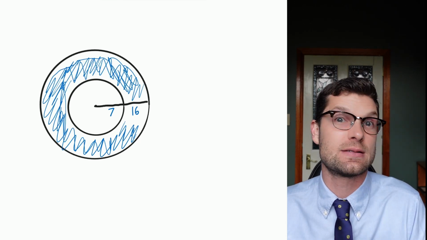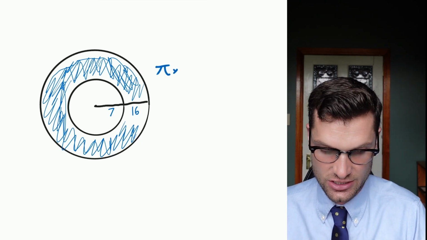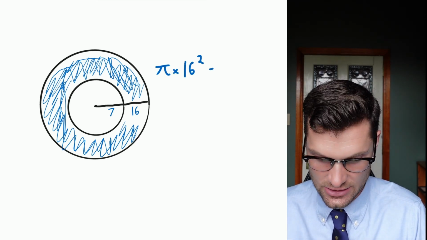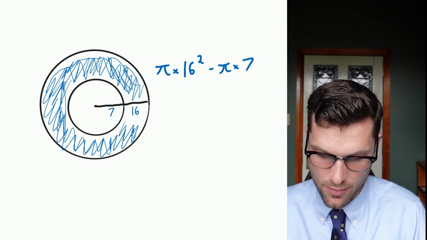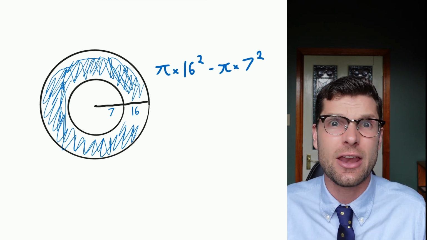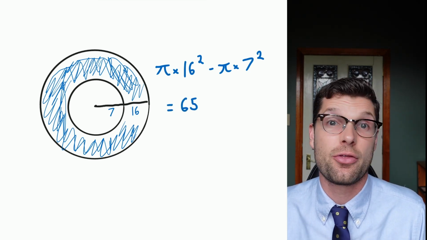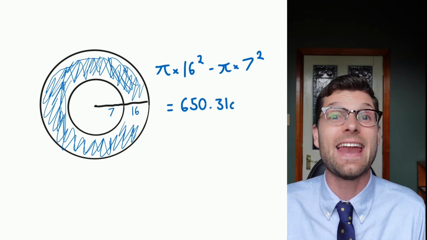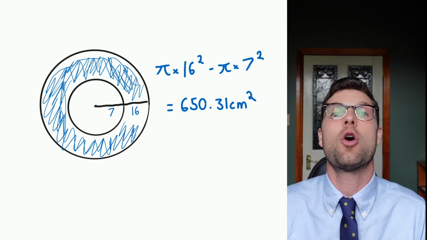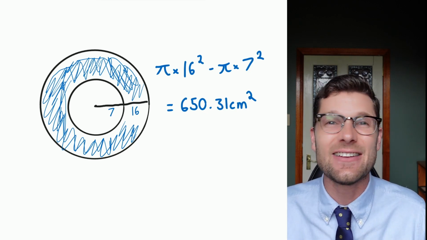All we have to do is put in the big circle and then minus the little circle. So this is just pi multiplied by 16 squared minus pi multiplied by 7 squared. And you can just chuck this into your calculator straight away and you will get the correct answer. So if you throw these in, you get the answer of 615.31 centimeters squared, and that is the area of the annulus, or that blue section, without that circle in the middle. And that's all you've got to do.